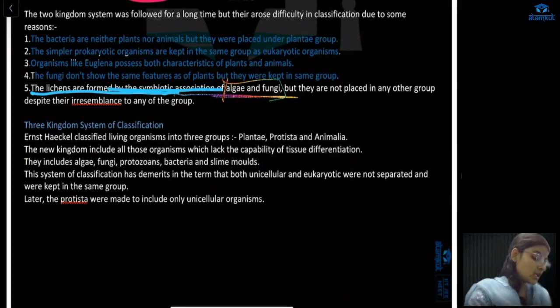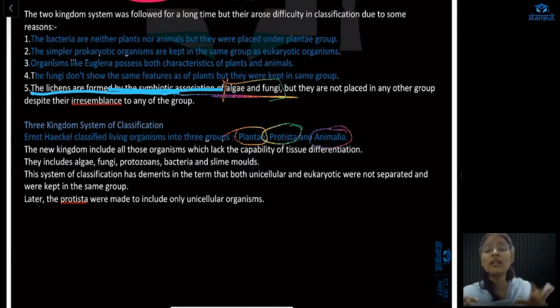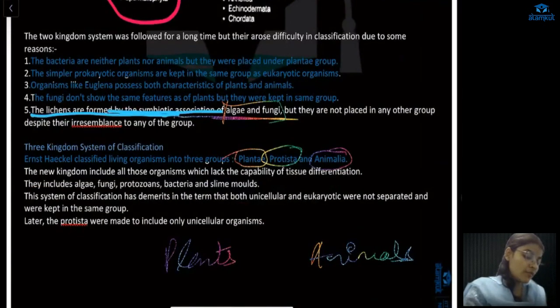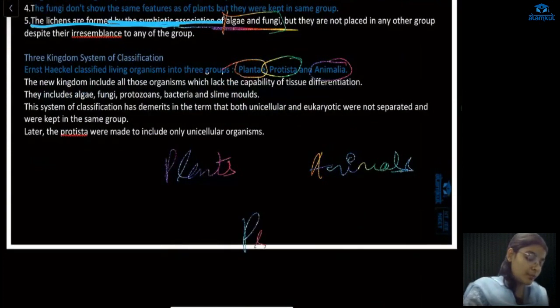Okay, the three kingdom system of classification was given by Ernst Haeckel. He classified living organisms into three groups. What kind of three groups? Plantae, Animalia, Protista. Okay, so whatever differences were coming between plants and animals, he took all those differences out and placed them where? In Protista.